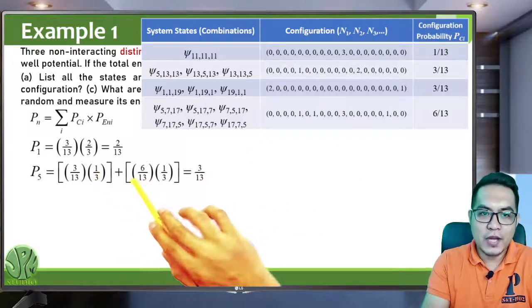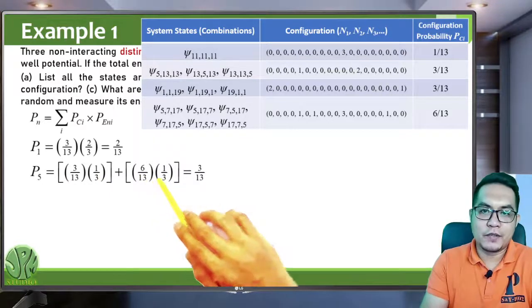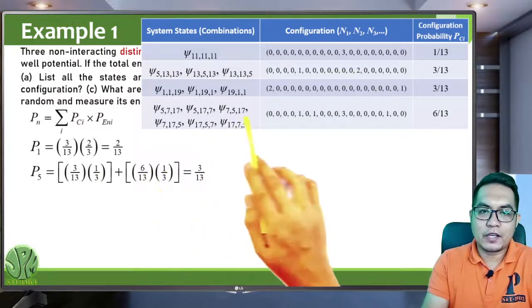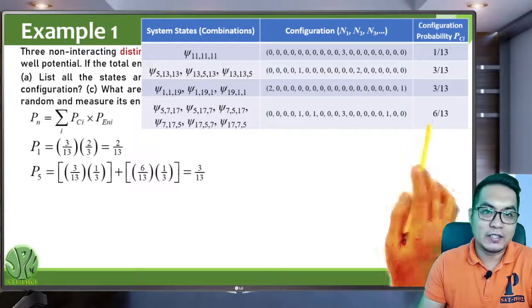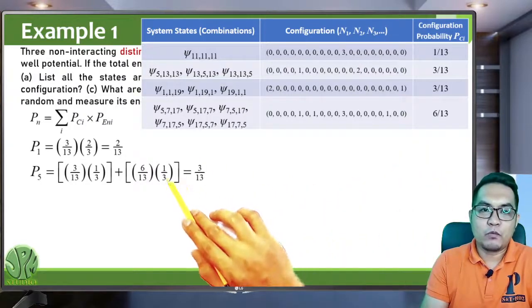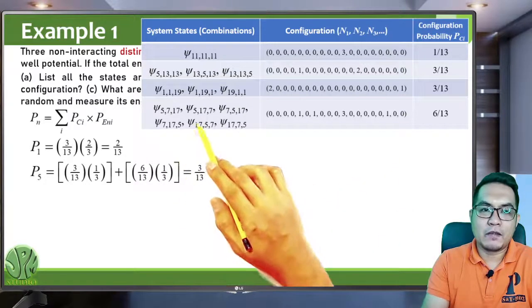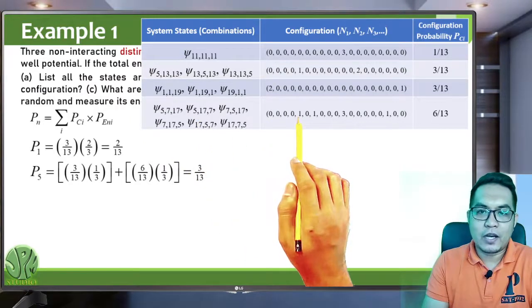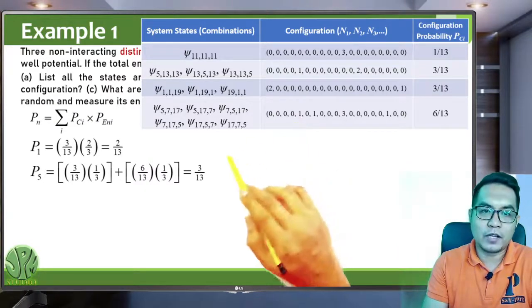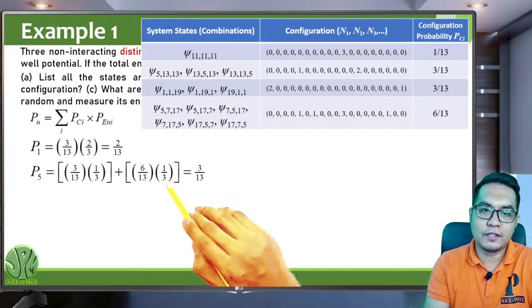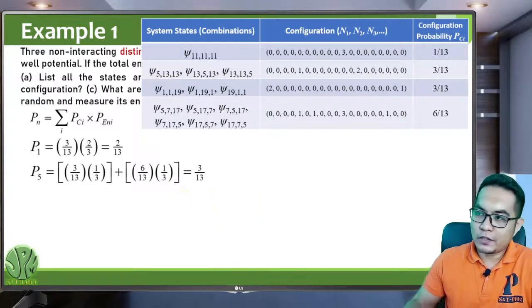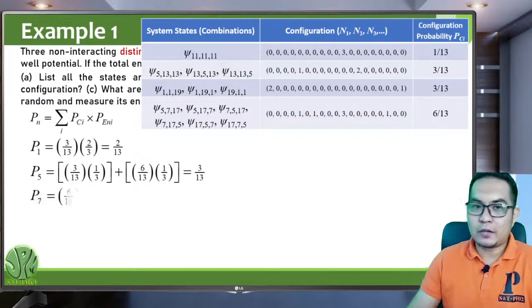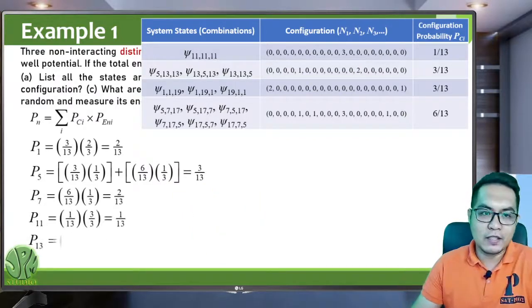And then plus the next configuration. The probability of this configuration is 6 out of 13. You multiply it by the probability of getting En in that configuration. For E5, the occupation number of psi 5 is 1 out of 3 particles, so 1/3. So you will get a total of 3 over 13. You do the same for the other allowed energies, and you will get these values.